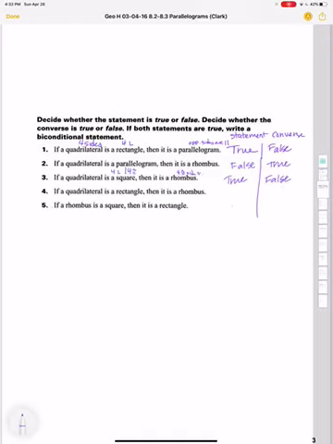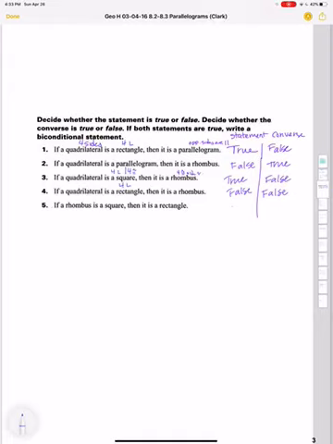If a quadrilateral is a rectangle, then is it a rhombus? Is a rectangle something with four right angles? Is that a rhombus? No. But is a rhombus a rectangle? No. You have opposite requirements. If a rhombus is a square, then it is a rectangle.